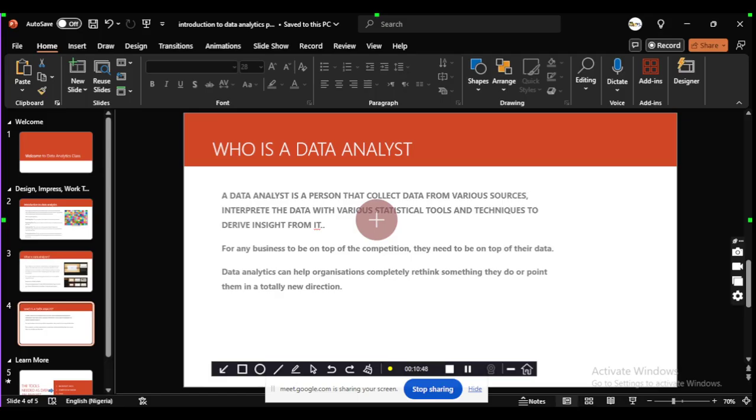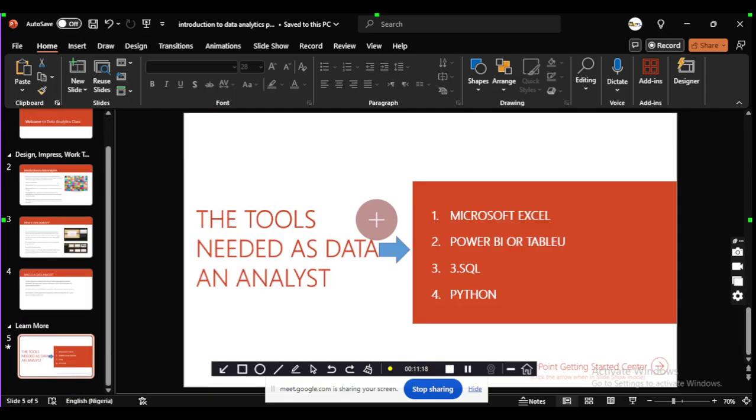Now, the next thing is the tools that we normally use. What are those tools? We have Microsoft Excel, Power BI, SQL, and Python. But in this class, we are going to look at the major tools for data analytics, which are Microsoft Excel, Power BI, and SQL. The Python aspect is for those who want to go into data science. For data science, you need Python. But for this class, which will last for 4 months.